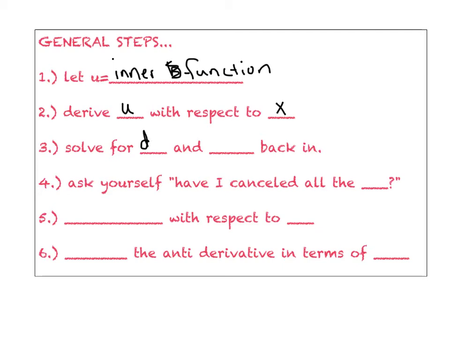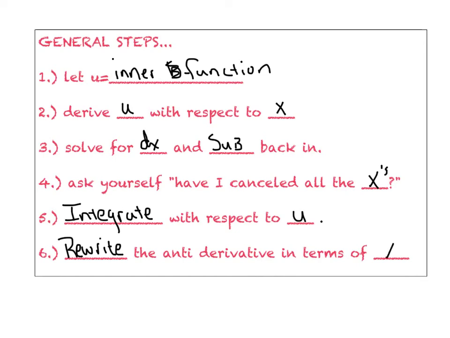Next thing we're going to do is solve for dx, and we're going to substitute that expression back into the original. At this moment, once you substitute back in, I want you to ask yourself, have I canceled all of the x's? Have we gotten rid of all the x's? Next thing we're going to do is actually integrate. This time it's with respect to u because you have the whole problem in terms of u. You're going to find that antiderivative. And then the last thing you're going to do is rewrite the antiderivative in terms of x. So in a nutshell, those are the 6 basic steps that we're going to follow for all of our u subs.